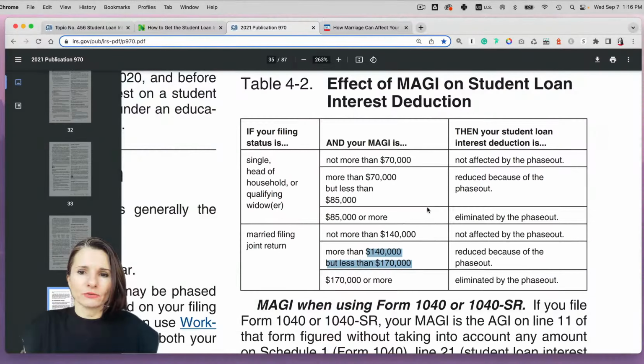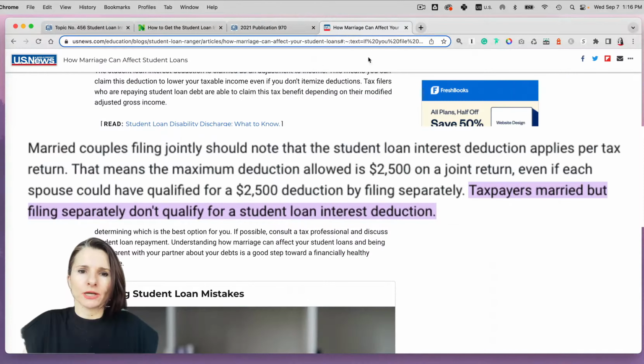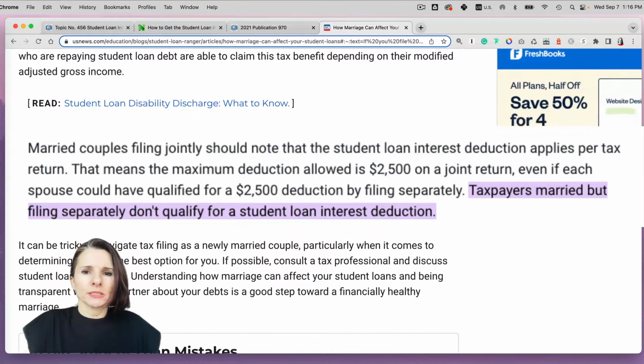However, you have to realize that the $2,500 student loan deduction is per return. So you get it per return. If you're filing together, you can't deduct $5,000. Even if both of you have student loans of $2,500 each, you can deduct a maximum of $2,500.